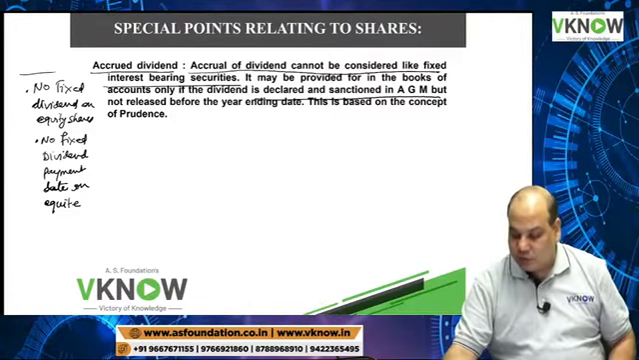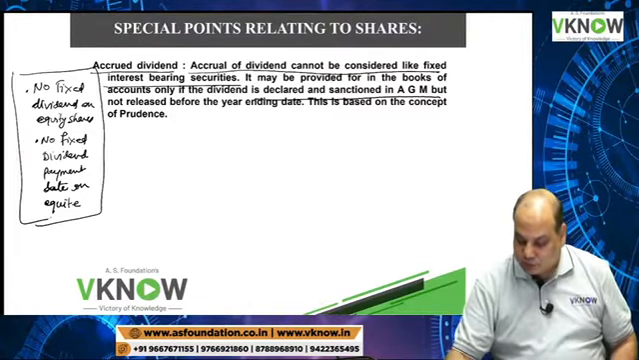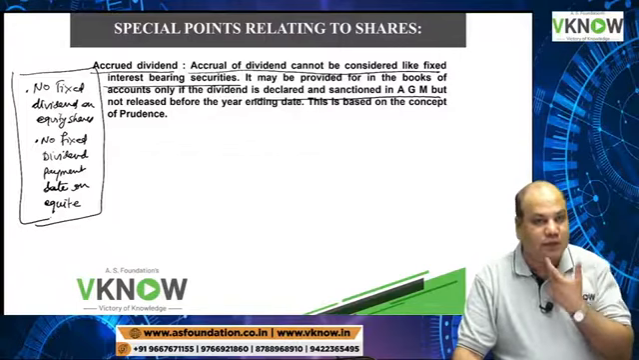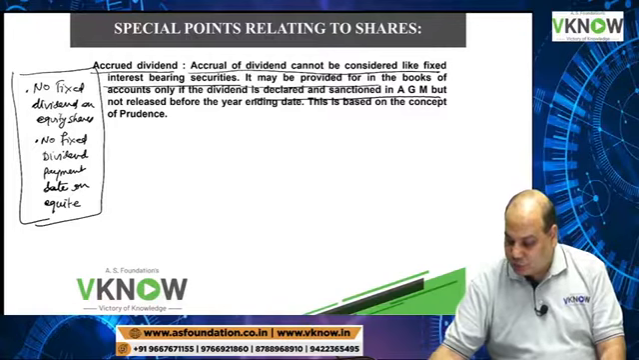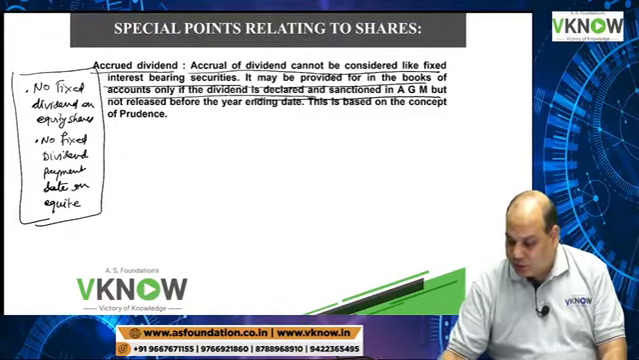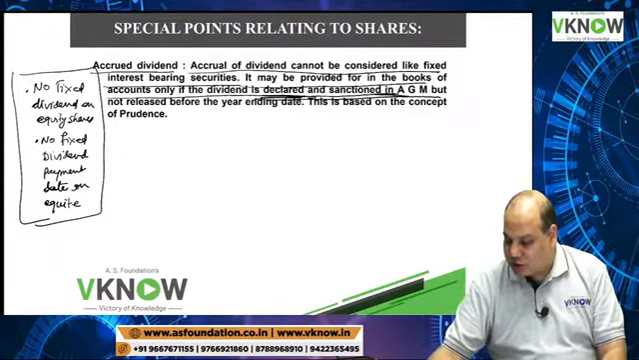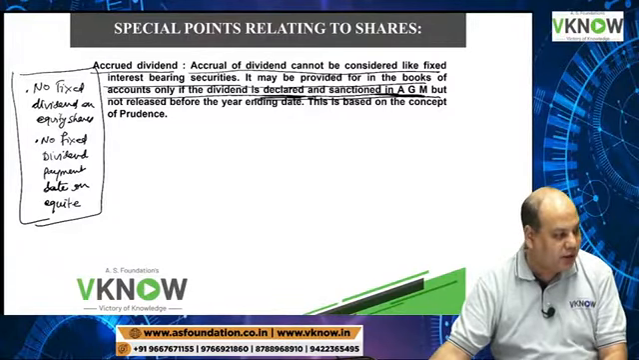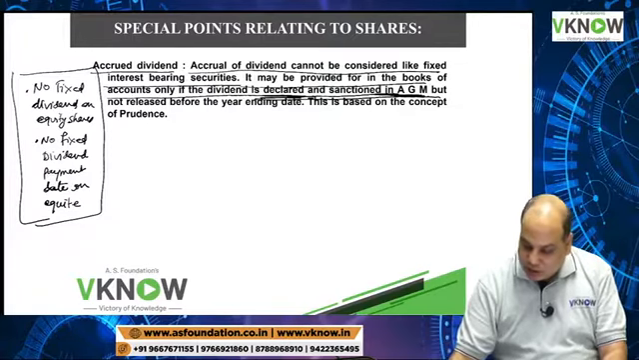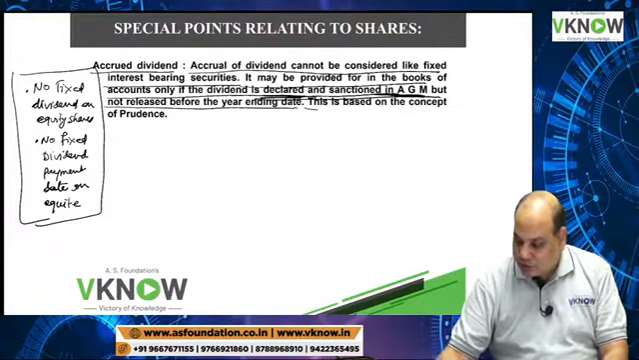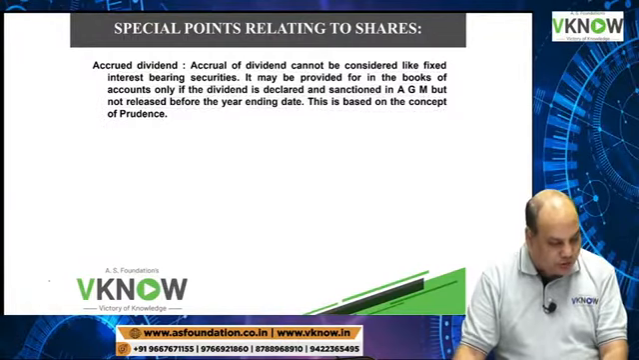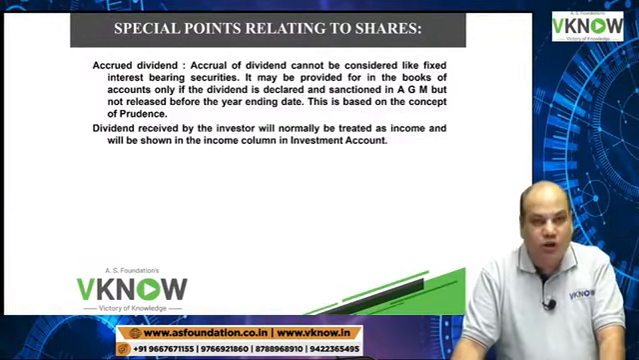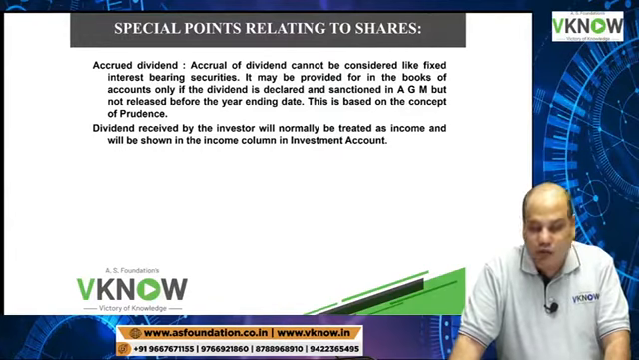In the last 7 or 8 questions that we have solved, we have passed entry for interest accrued. Not now. Only if it is declared and sanctioned in the annual general meeting, AGM, but not received before the year ending date. This is based on the concept of prudence. Only when the dividend is declared in the annual general meeting.